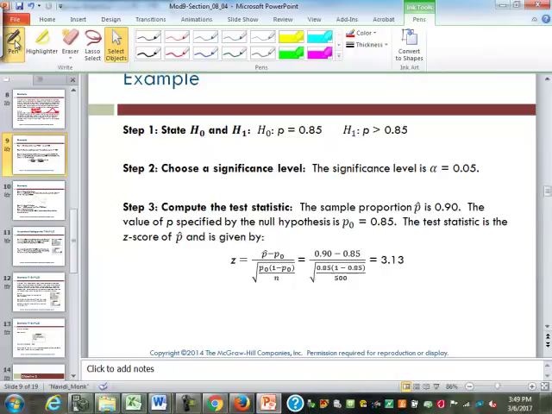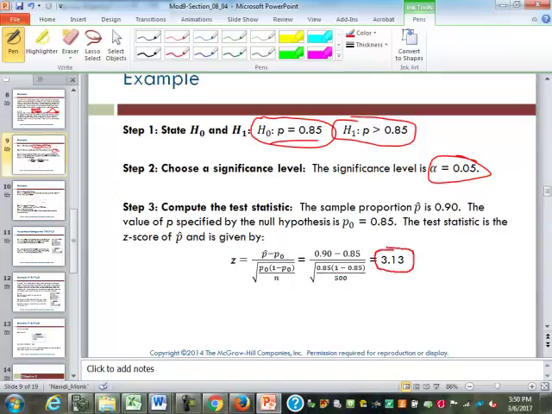So there are hypotheses, just like I said. The null is the proportion is equal to 0.85. The alternative is the proportion is greater than 0.85. Significance level is 0.05 that we're going to use again. Again, alpha of 0.05 is pretty standard. Create our test statistic. 0.90 is what we got from the sample proportion, minus the 0.85 is our hypothesized proportion, over the square root of, we use the hypothesized proportion here since we have it, 0.85 times 1 minus 0.85 over 500, giving us a test statistic of 3.13.